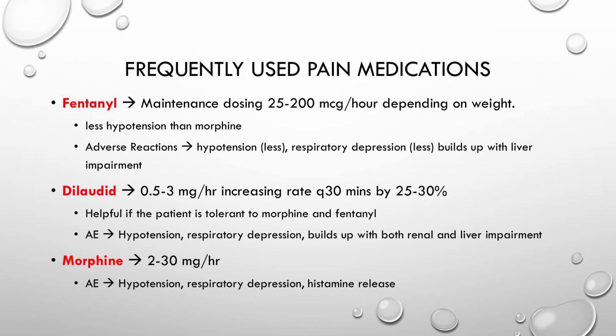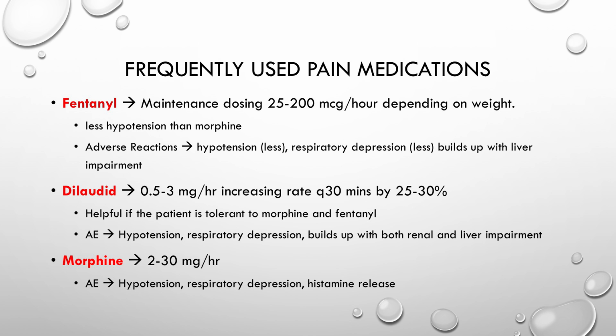Another pain medication you can use is Dilaudid, 0.5 to 3 milligrams per hour, increasing the rate Q30 minutes by 25 to 30%. This is just for the CCRN exam. This is helpful if the patient is tolerant to morphine and fentanyl, meaning using fentanyl or morphine is not really helping their pain. Adverse effects of Dilaudid include hypotension, respiratory depression. It builds up with both renal and liver impairment.